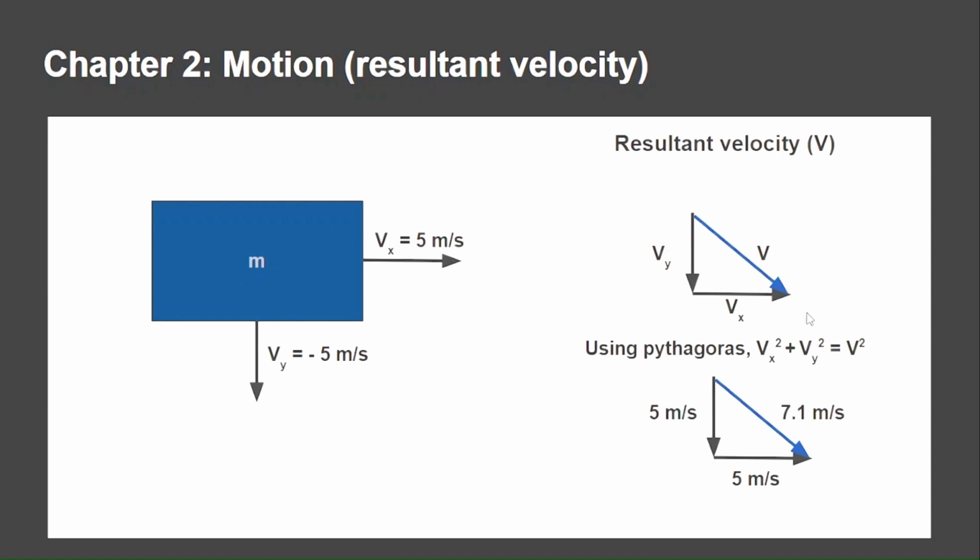So if I were to measure this, I haven't done this to scale, but if I were to measure this, I would get a value of around 7.1 meters per second. So essentially the length of the line would be 7 centimeters.